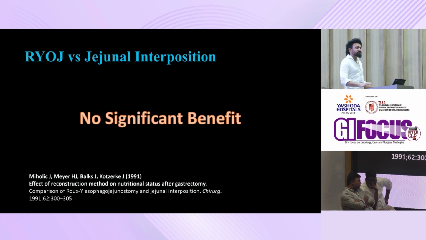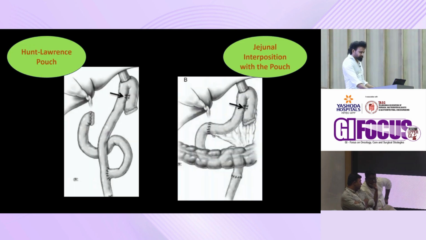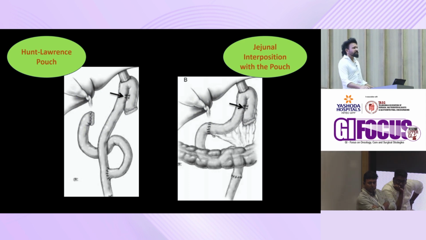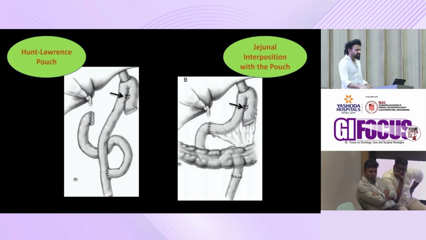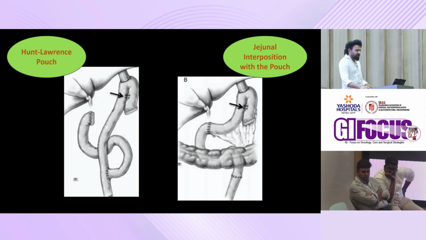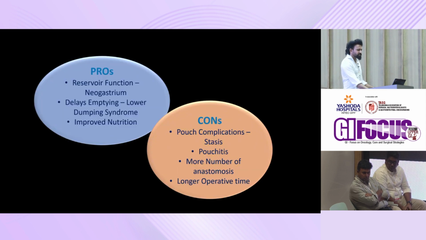If you see the literature, there is no significant difference between the Roux-en-Y esophagojejunostomy and jejunal interposition. About the pouches, I think most commonly done is the Hunt-Lawrence pouch. They will take a 12 to 18 centimeter pouch of jejunum with the end to side pouch anastomosis, followed by jejunal anastomosis. If you are doing jejunal interposition with the pouch, the same jejunum you will take a bigger length and you will make a pouch in the proximal end. You will do the anastomosis to the pouch, followed by jejuno-duodenal anastomosis.